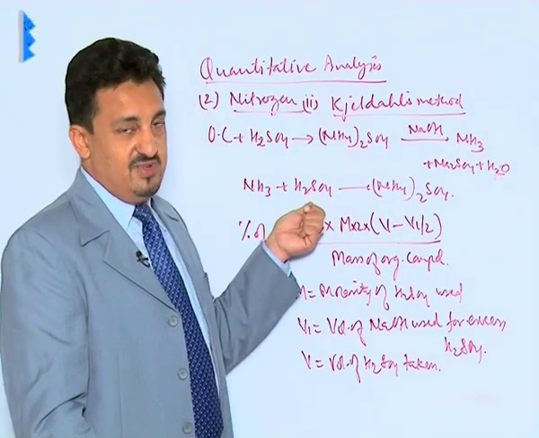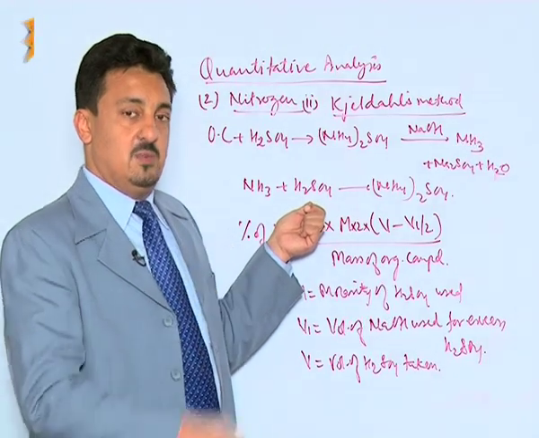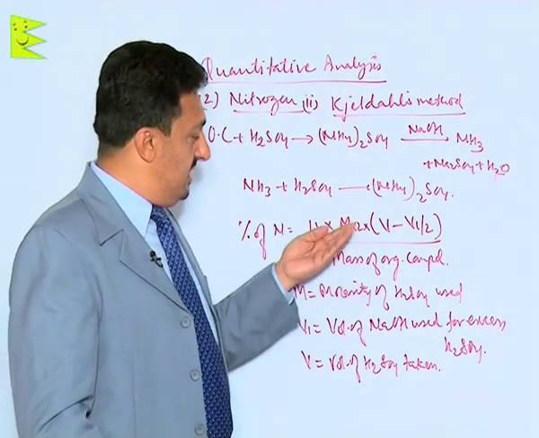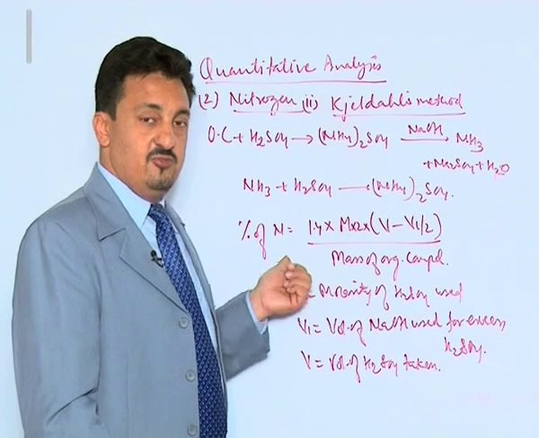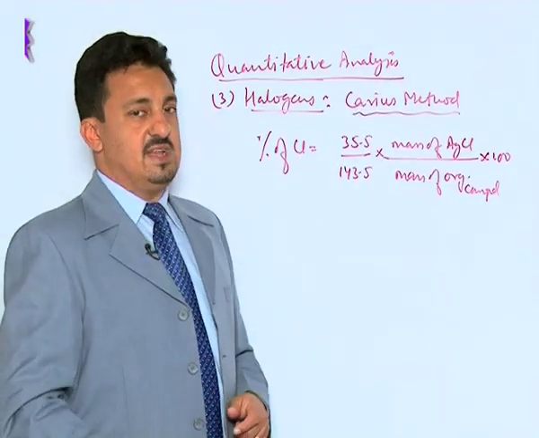Sulfuric acid gives 2H plus ions, and ammonium sodium hydroxide is only having N factor 1. So that is how we can find out the percentage of the nitrogen in the organic compound by this Kjeldahl's method. Now let us do the detection of halogens.